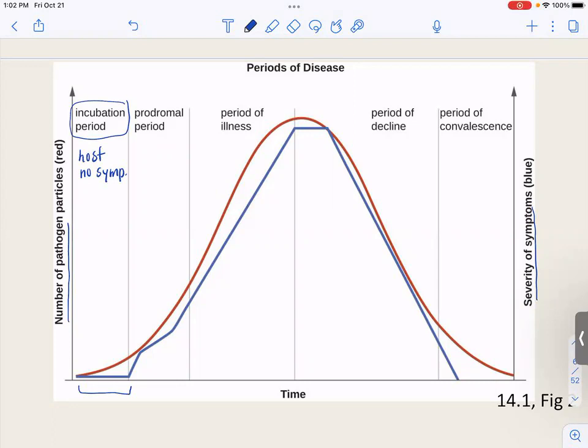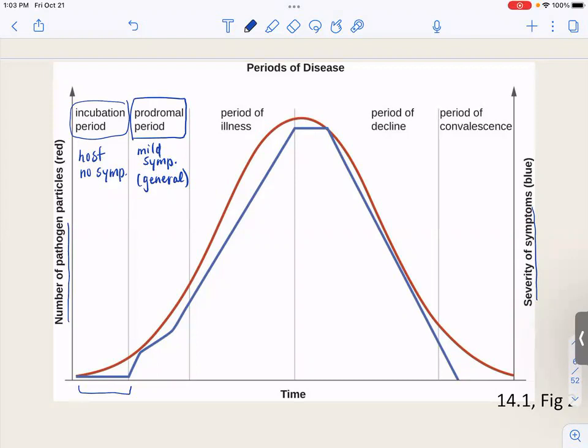When the host begins to have symptoms, we call that the prodromal period. We'll say mild symptoms, and they're usually pretty general symptoms. So maybe things like, oh, I've got a scratchy throat. That could be a lot of different things. That could be strep throat, that could turn into the flu, it could turn into a cold. Just really mild symptoms. A little headache, oh, what's that going to turn into?